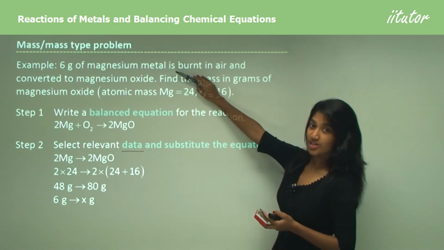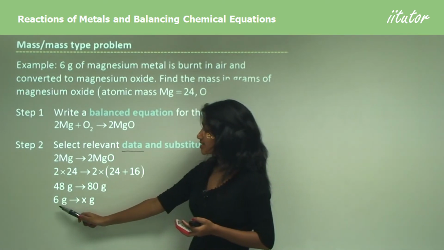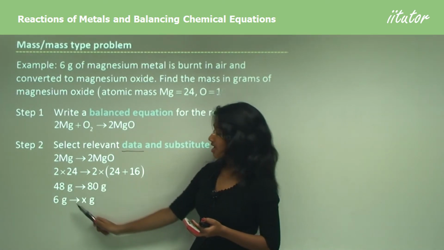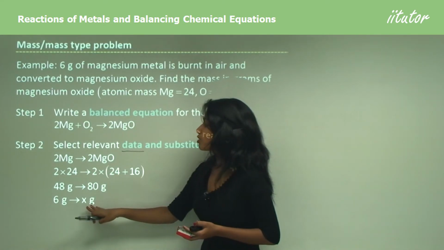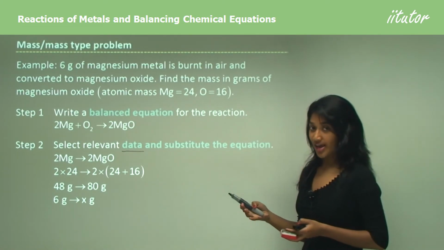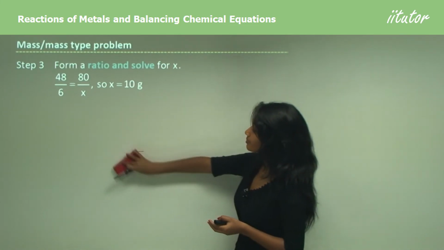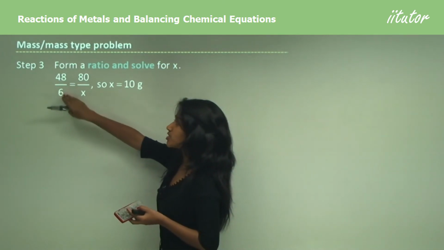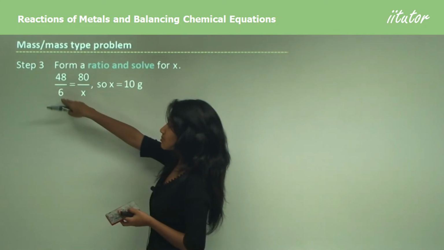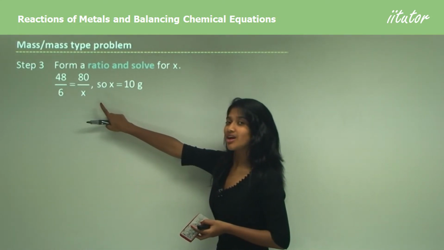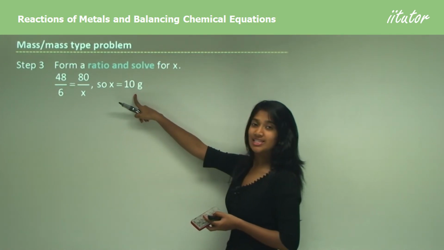Now go back to your question. You're given that 6 grams of magnesium metal is used. So you would write 6 grams under your magnesium column. Now you don't know the value of the magnesium oxide, and that's what you're after. So at this stage, you would try to isolate your X. And to do that, you would use a ratio and solve it. So we would say that 48 over 6 is going to give us 80 over X. And you would cross multiply this and try to isolate our X. When you isolate X to one side, if you solve it further, you would get 10 grams.